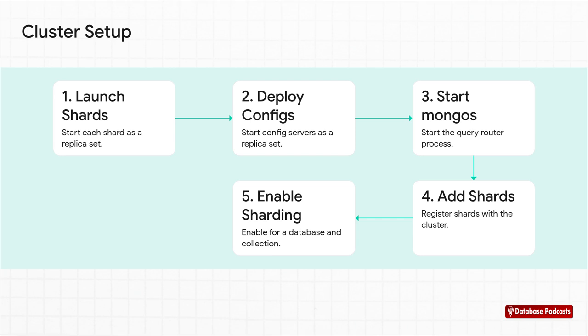Once you have a place for your data and a brain to manage it, you can start up the Mongos traffic cops. And the last step is to connect to a Mongos and tell it, okay, use these shards and start sharding this specific database. It's a step-by-step assembly line.